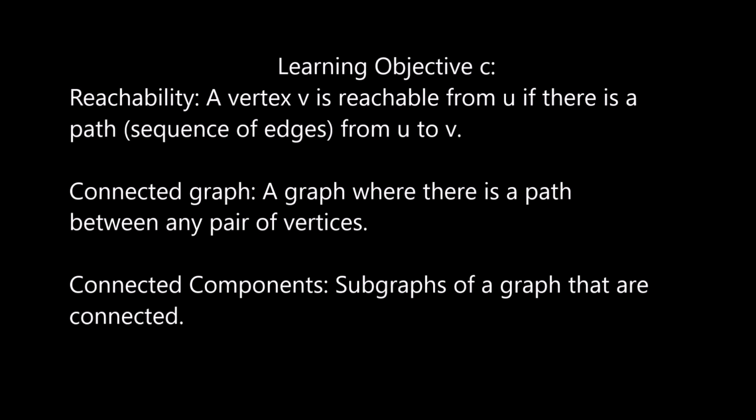In learning objective C, we talked about reachability, connectedness, and connected components. A vertex V is reachable from U if there is a path, a sequence of edges, from U to V. A graph is connected if there is a path between any pair of vertices. And finally, connected components in a graph are subgraphs that are connected.